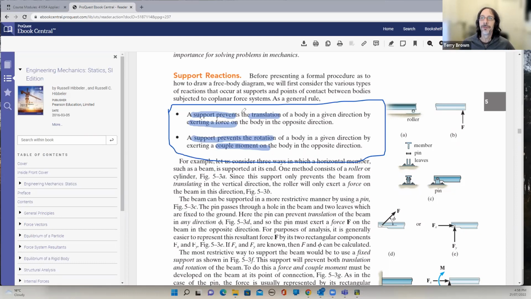Conversely, if at a support something is free to move in a particular direction, same as we had with the roller here, it's free to move in the horizontal direction, like this. So there's no horizontal reaction. With a pin connection down here, it's free to rotate about the pin, so there's no moment applied.